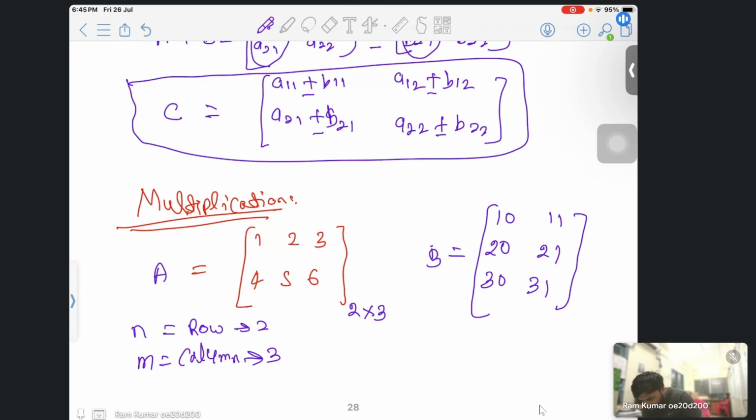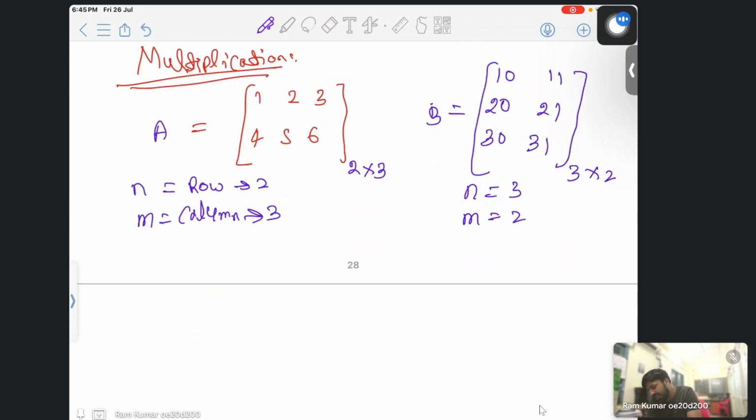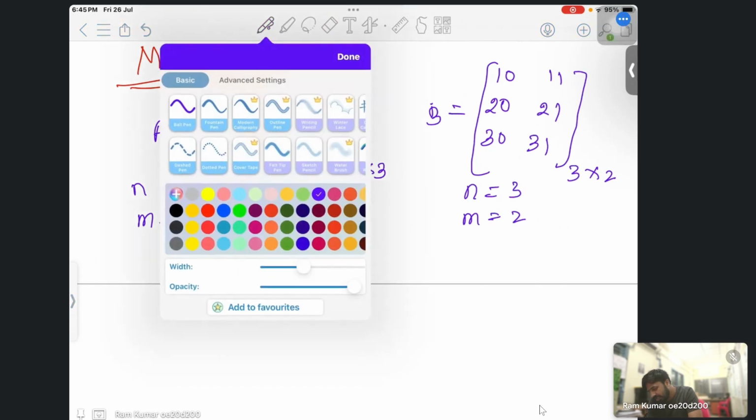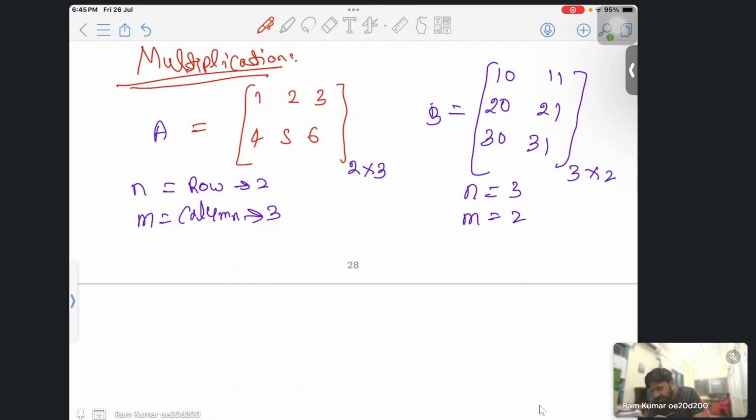The size of B: number of rows equals 3, number of columns m equals 2, so it will be 3 cross 2. What condition do we need to check first if we are going to multiply any matrices? Yes, we first look at the columns of the first matrix and the rows of the second matrix, 3 and 3, so we can do multiplication. This we have studied, right?